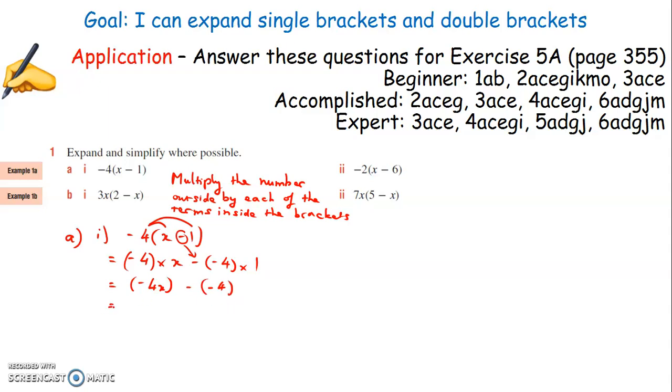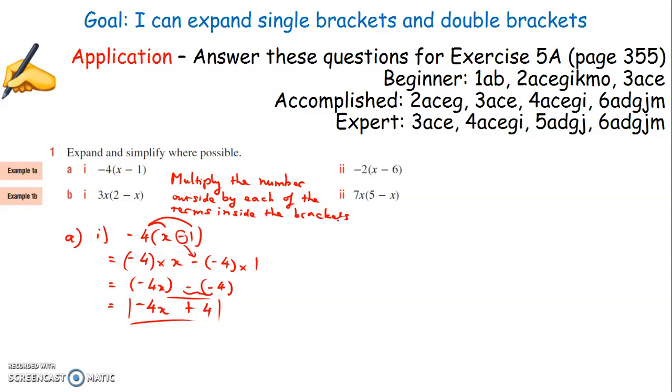And what we have here is negative 4x minus negative 4. Because we are subtracting a negative, that is the same thing as adding. So we're going to change that to plus 4. And here is our answer. We cannot simplify this anymore because this one has x and this one doesn't. So this is the answer for question a(i).